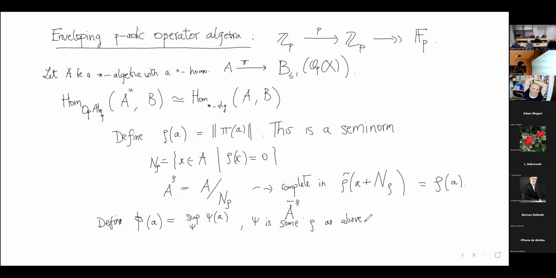We call these p-ADIC operator seminorms. So you just take all possible p-ADIC operator seminorms, take the supremum, and then what you get through this process is this universal gadget which satisfies this universal property. And this still acts on one of these QPXs. You essentially take the disjoint union of all the Hilbert spaces corresponding to these psi's. So this is a p-ADIC operator.